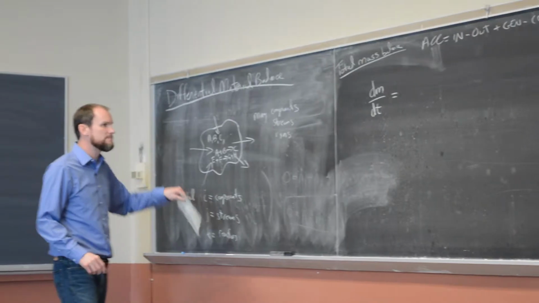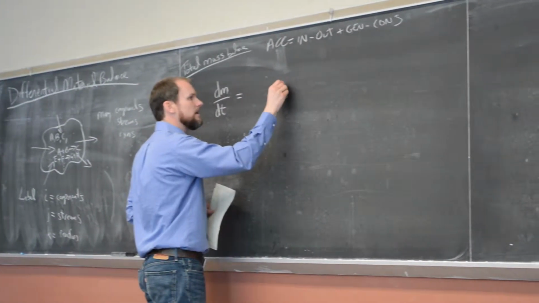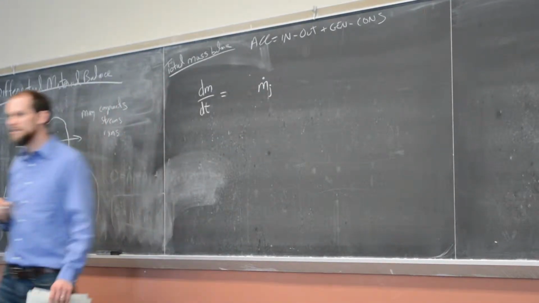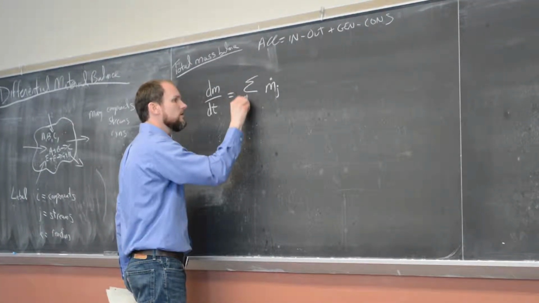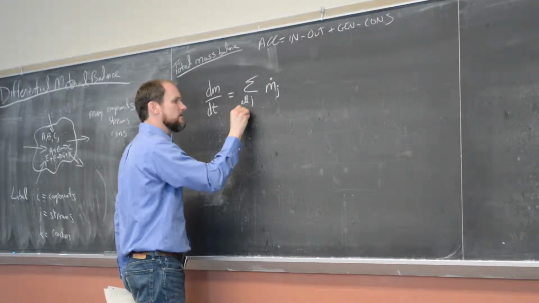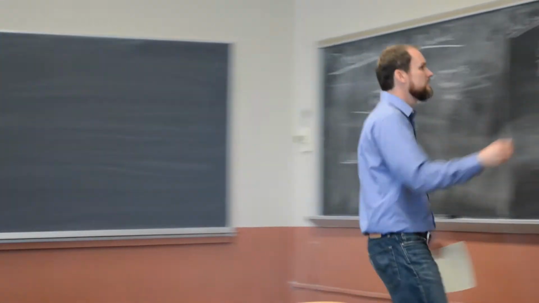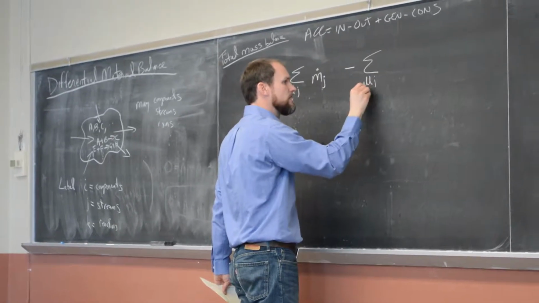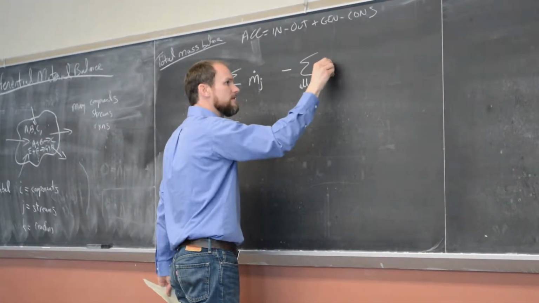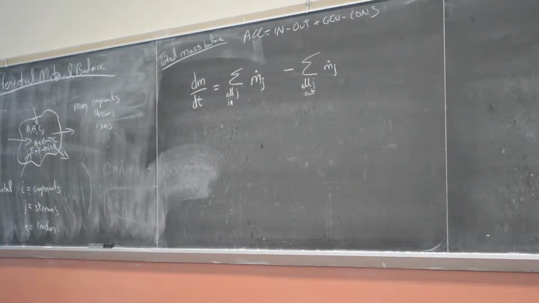So I have multiple streams coming in, so I'm going to have to add all of those up. I used to have m dot for the input, but now there's multiple streams going in. So I'm going to sum over all streams j going in. All of the streams going in, I have to sum up their mass flow rates. Same thing for those going out. I need to sum over all j going out, the mass flow rate of each stream m dot j.